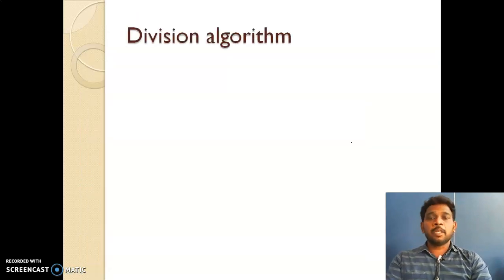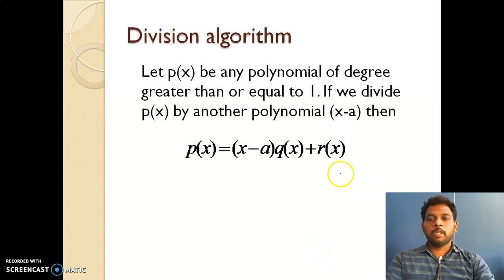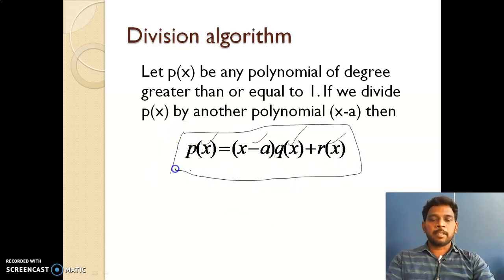Okay. And division algorithm. If we divide one polynomial by another polynomial, we will get a quotient and also a remainder. This can be written in the form P of x equal to x minus a into q of x plus r of x. So here P of x is the dividend polynomial, x minus a is the divisor polynomial, q of x is the quotient of the polynomial, and r of x is the remainder of the polynomial. Every division algorithm can be expressed like this only.